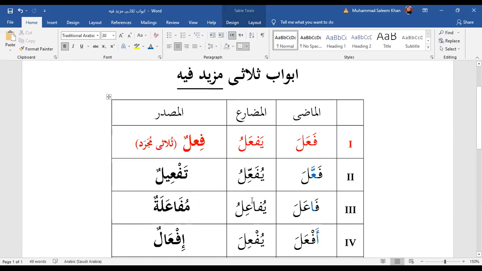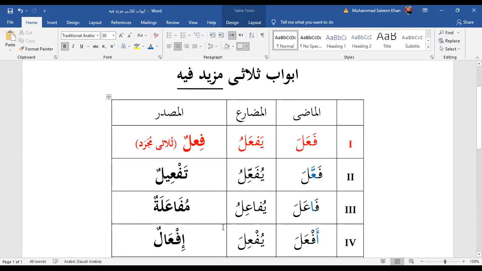So this is number two, and here the alif is extra. As you can see, the tashdeed is extra in one, and the alif is extra in another. And in the fourth one, hamza is extra. It is af'ala, yuf'ilu, if'alan, where we can see that hamza is extra.